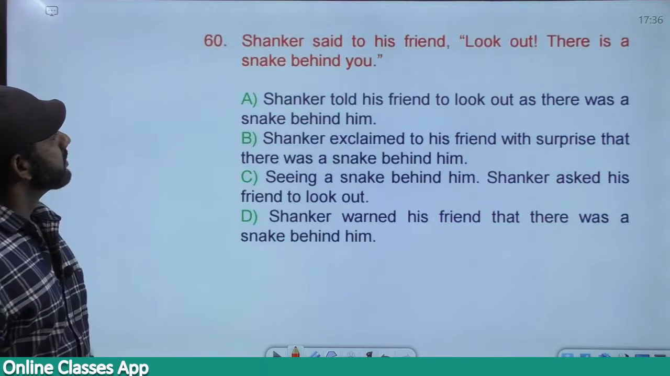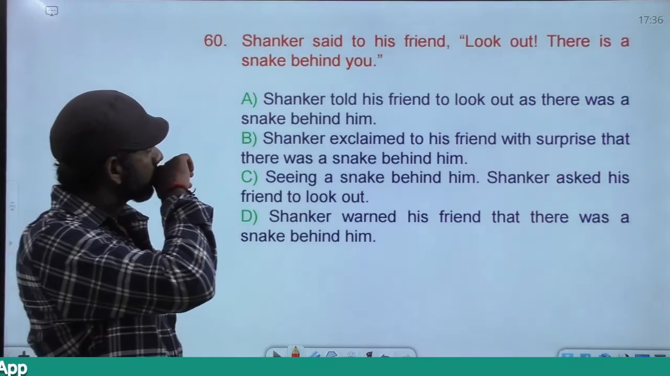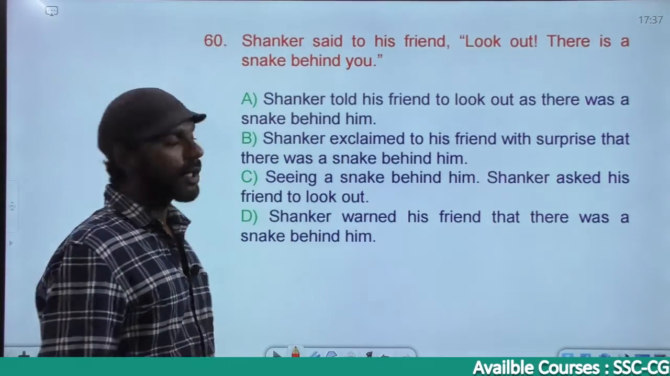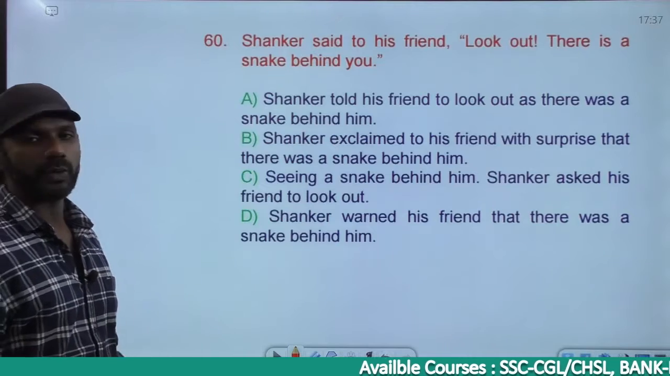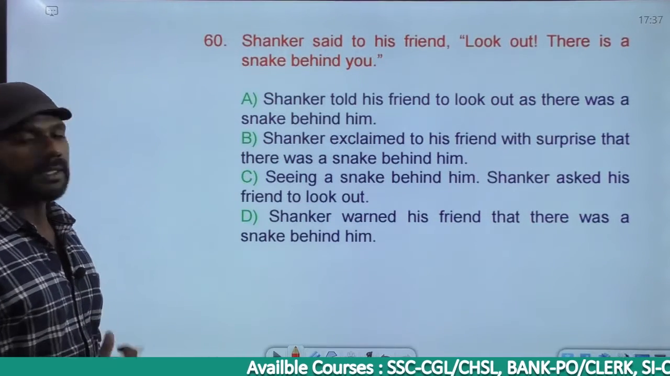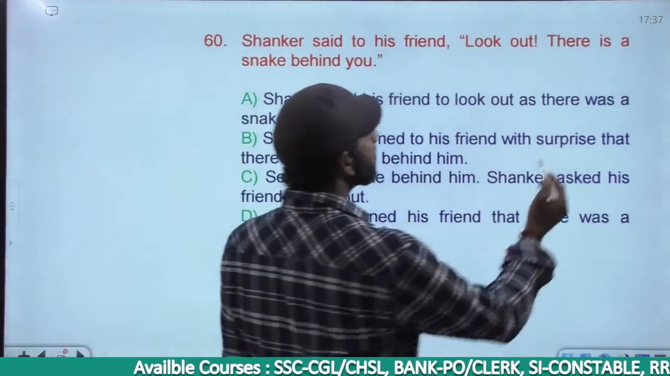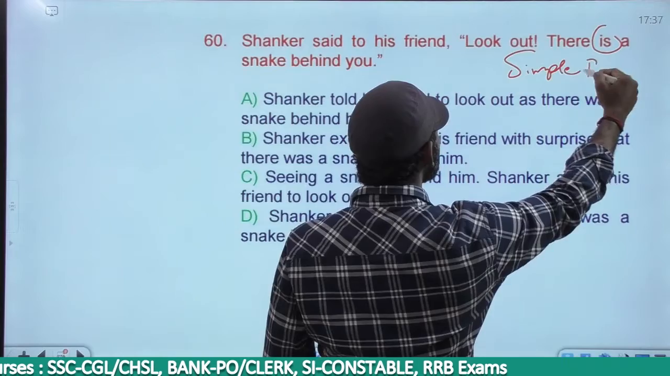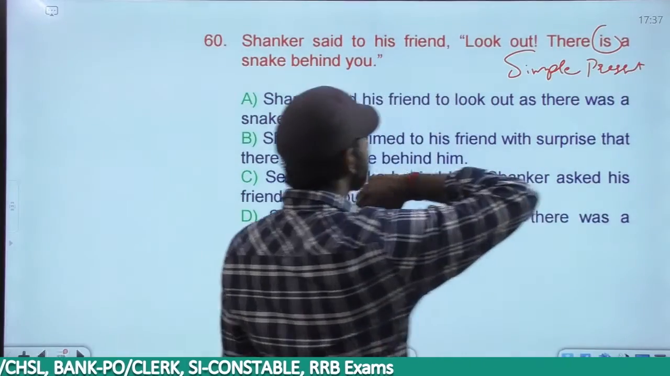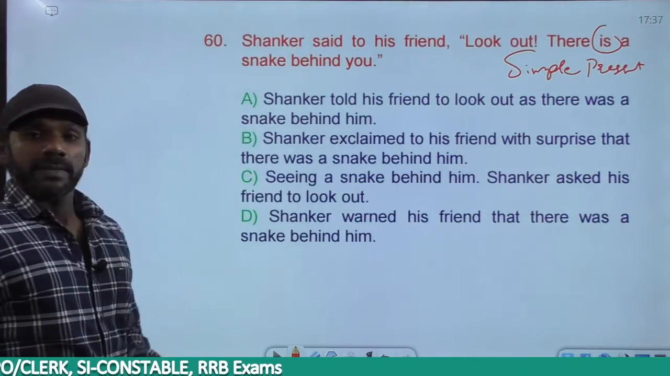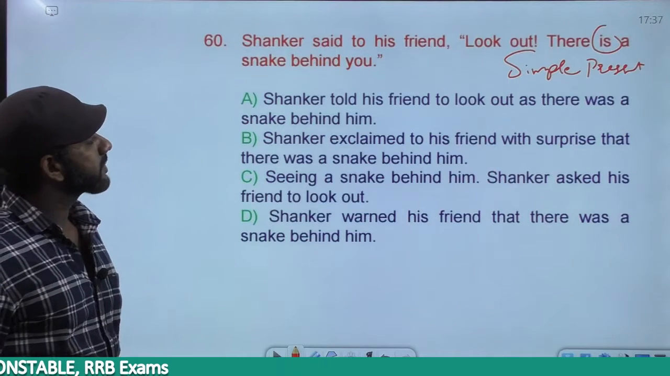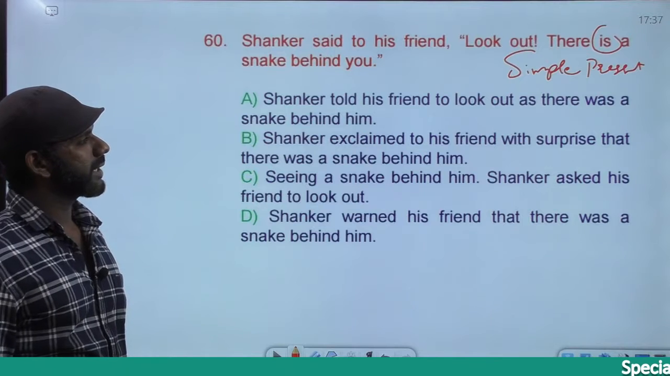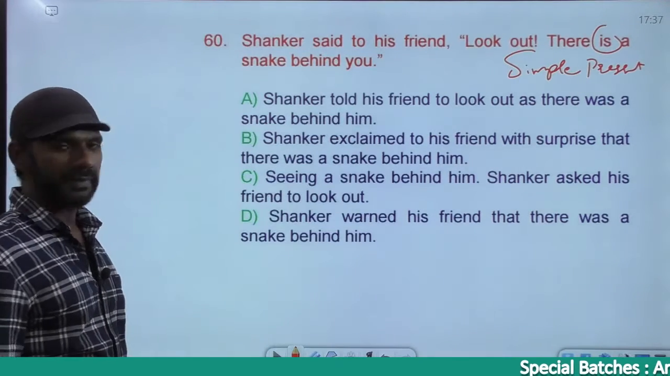The next one. Shankar said to his friend, look out, there is a snake behind you. Understand the meaning? Shankar said to his friend, look out, there is a snake behind you. There is a snake behind you is simple present. Fine? Right. Simple present must become simple past. Come to option A. Shankar told his friend to look out as there was a snake behind him. Leave it. We'll come back to it.